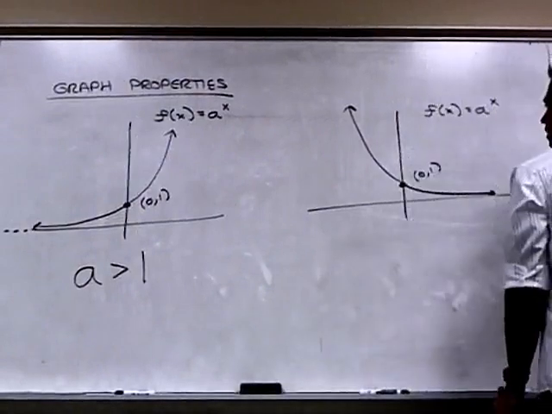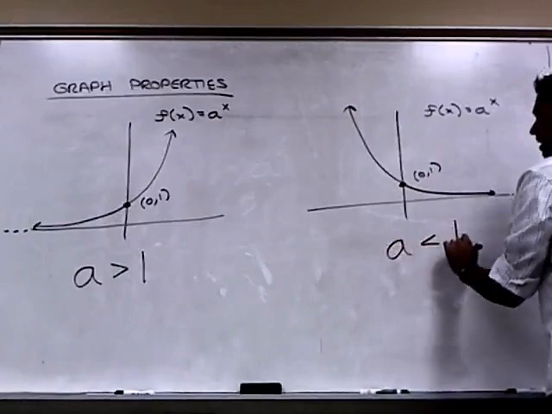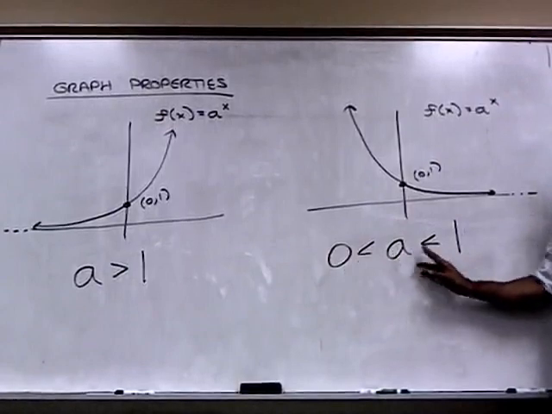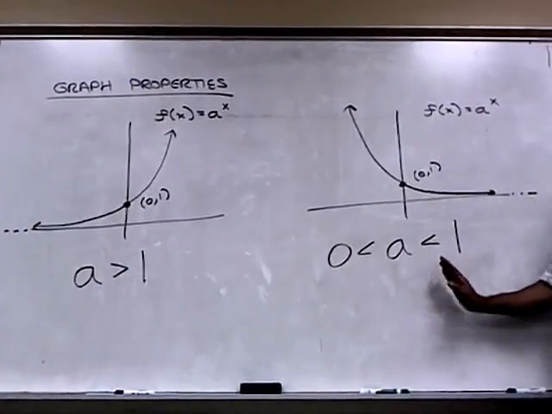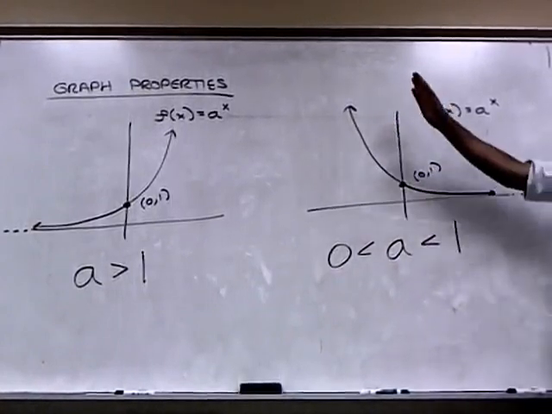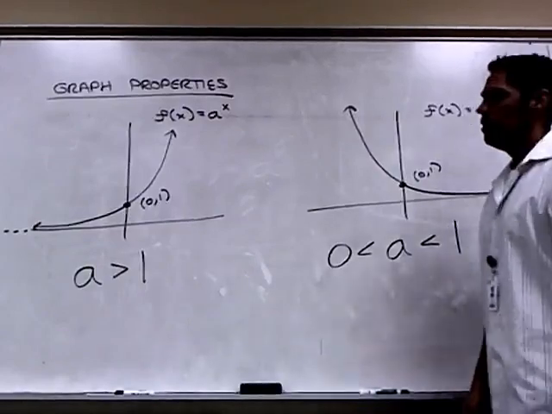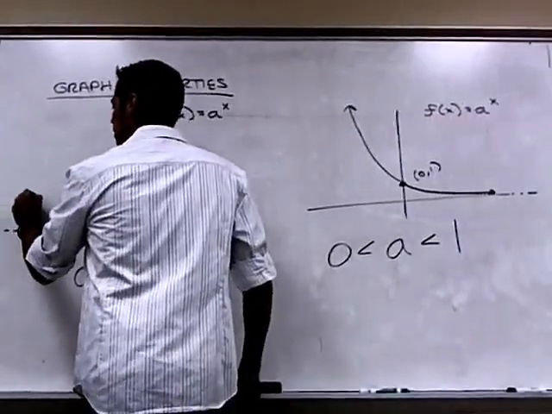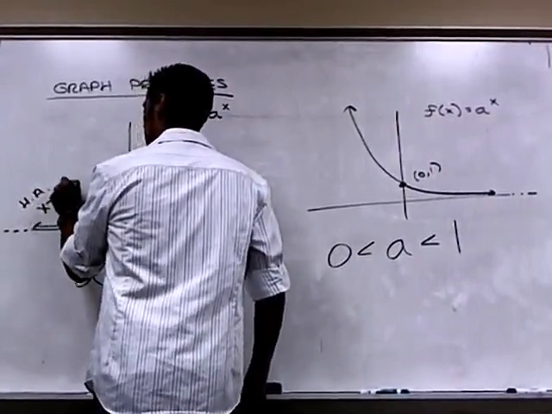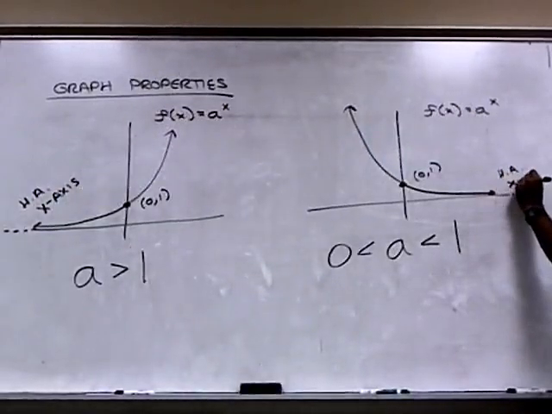And then this one will happen if what? If it's less than 1. But remember, a had to be bigger than 0, right? So like a fraction, 1/2, right? 1/2 was between 0 and 1, so it went this way. If we use 1/4, it'll go this way also. Go with me? On both of these, we have horizontal asymptotes, right? Y-axis? No, that's not the y-axis, that's the x-axis. Over here, same thing. Horizontal asymptote, x-axis.